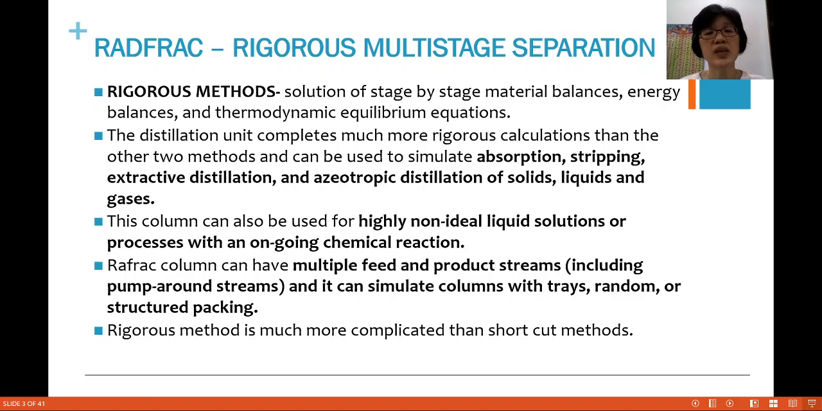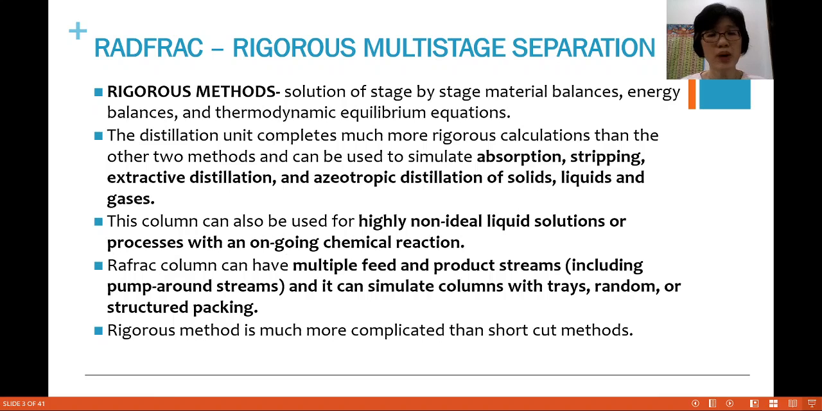So the distillation unit completes much more rigorous calculation than the shortcut method, the other two methods, and can be used to simulate absorption, stripping, extractive distillation, and azeotropic distillation of solids, liquid, and also gases. So in short, it's actually more versatile than the shortcut method.